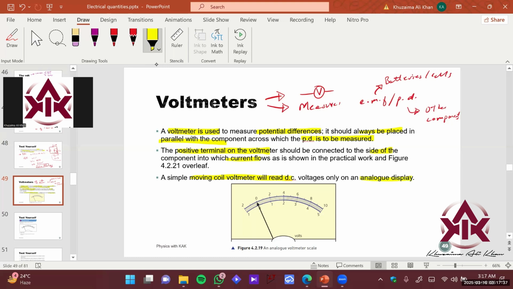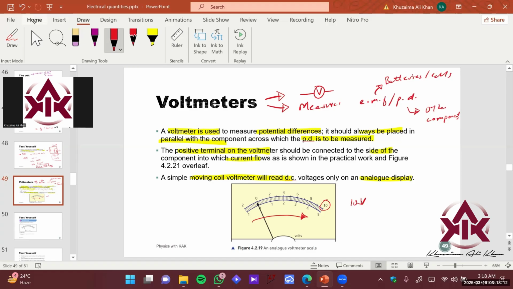A simple moving coil voltmeter will read DC voltages only on an analog display. This is saying that if we have a simple analog version of the meter, it is basically using a single coil. This is a very simple form of voltmeter. We will learn this in detail, how they measure it. This is an analog voltmeter shown on the bottom of your screen. Why is it analog? It is not showing digits. It goes from here till here and gives you the value of the reading. You can see that the max value here is 10. You can measure up to 10 volts here.